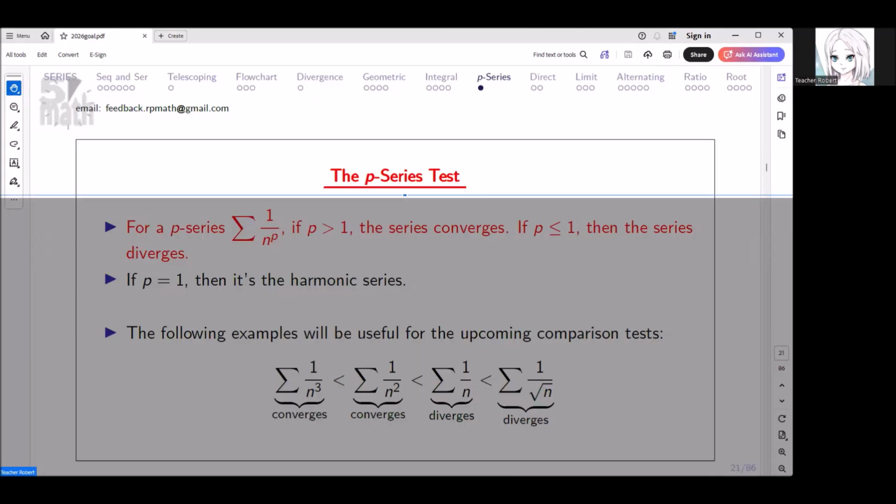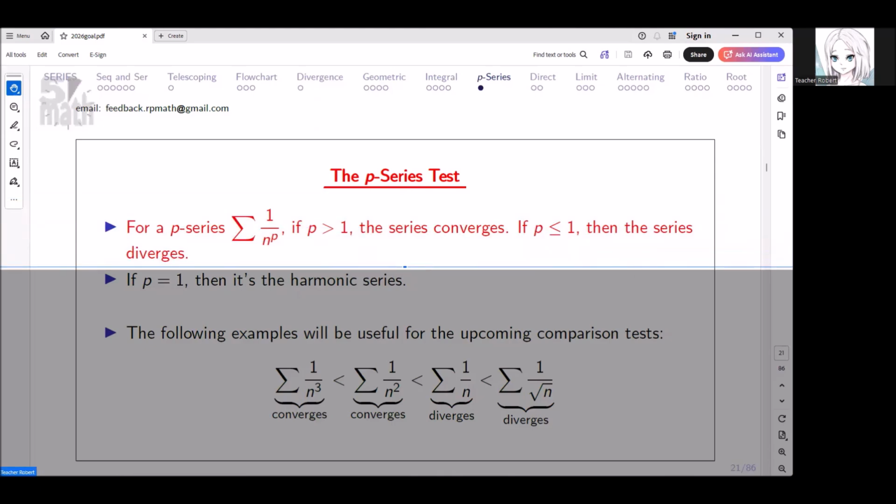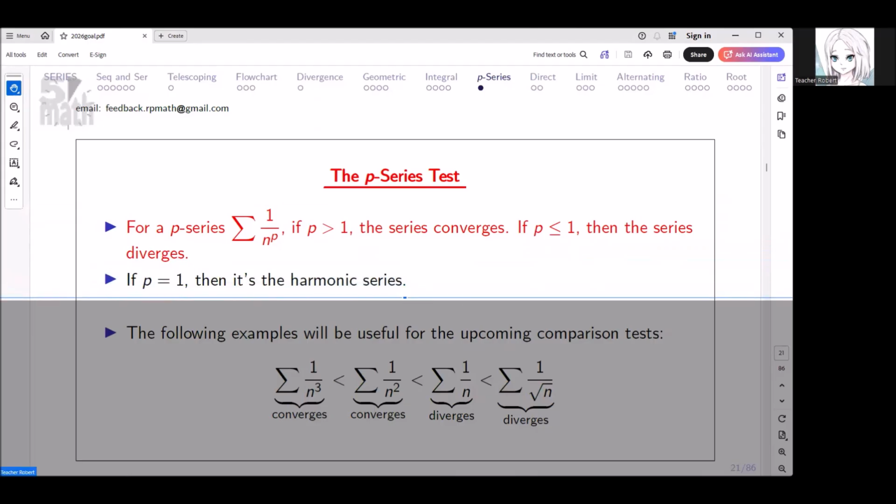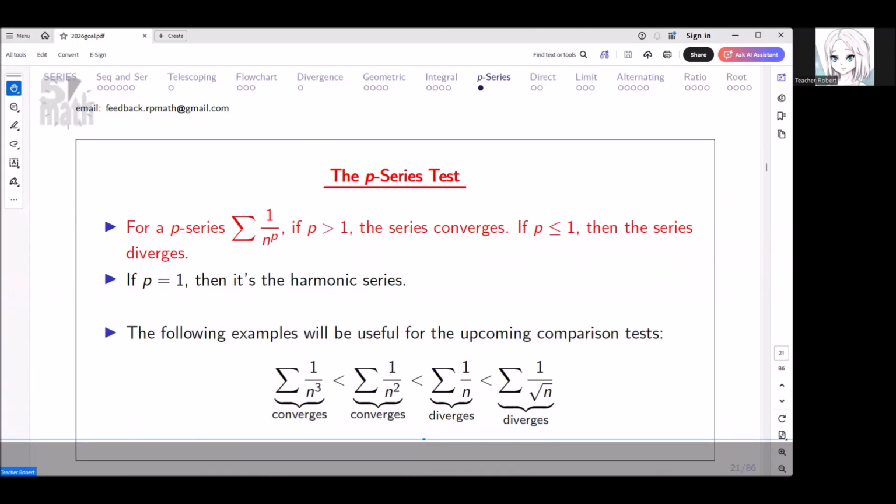The p-series test. For a p-series, 1 over n to the power p, if p is greater than 1, the series converges. If p is less than or equal to 1, then the series diverges. If p equals 1, then it's the harmonic series. The following examples will be useful for the upcoming comparison tests. We have the following.